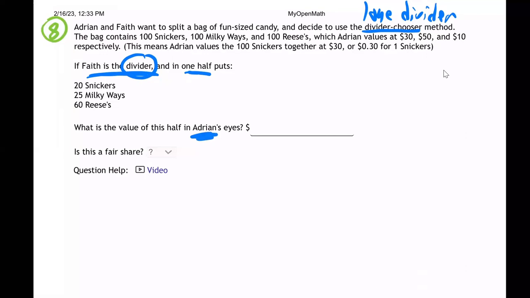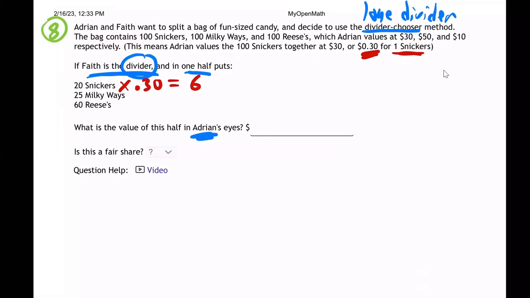Well, Adrian thinks that a Snickers, as it says right here, is 30 cents for one Snickers. That's what Adrian values. You see that? You tracking with me? This is where it gets a little tricky. 30 cents for one Snickers. So if I take 20 Snickers and multiply by 0.30, I'm going to get $6. Did you track with me there? In other words, Adrian thinks those 20 Snickers are worth $6 in his eyes.